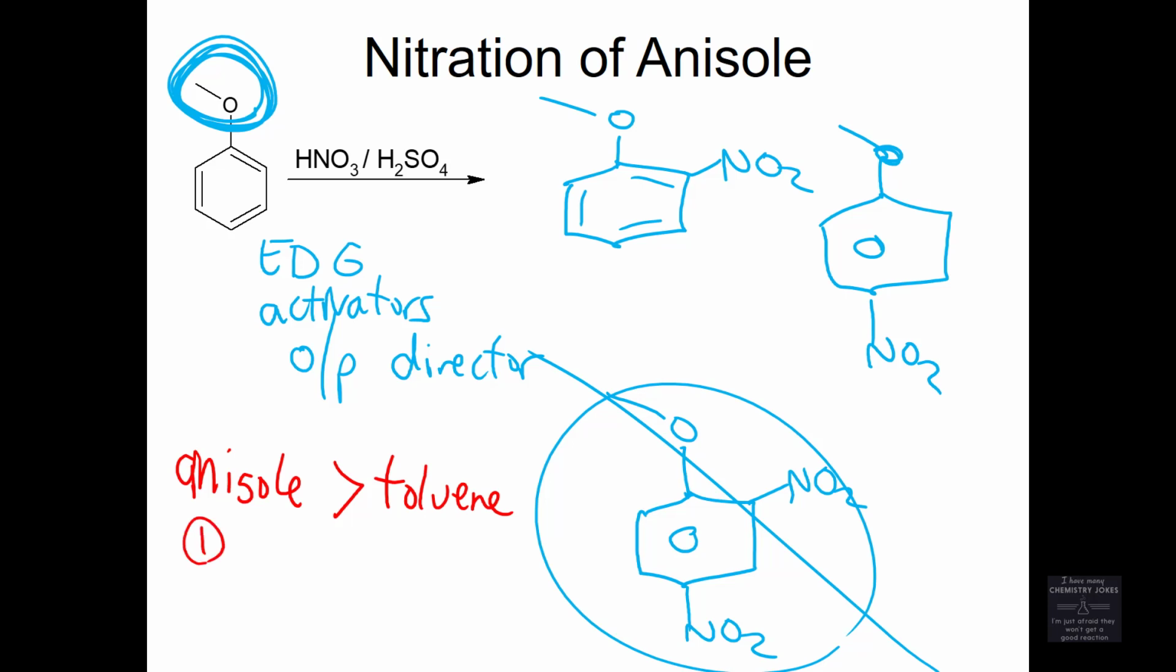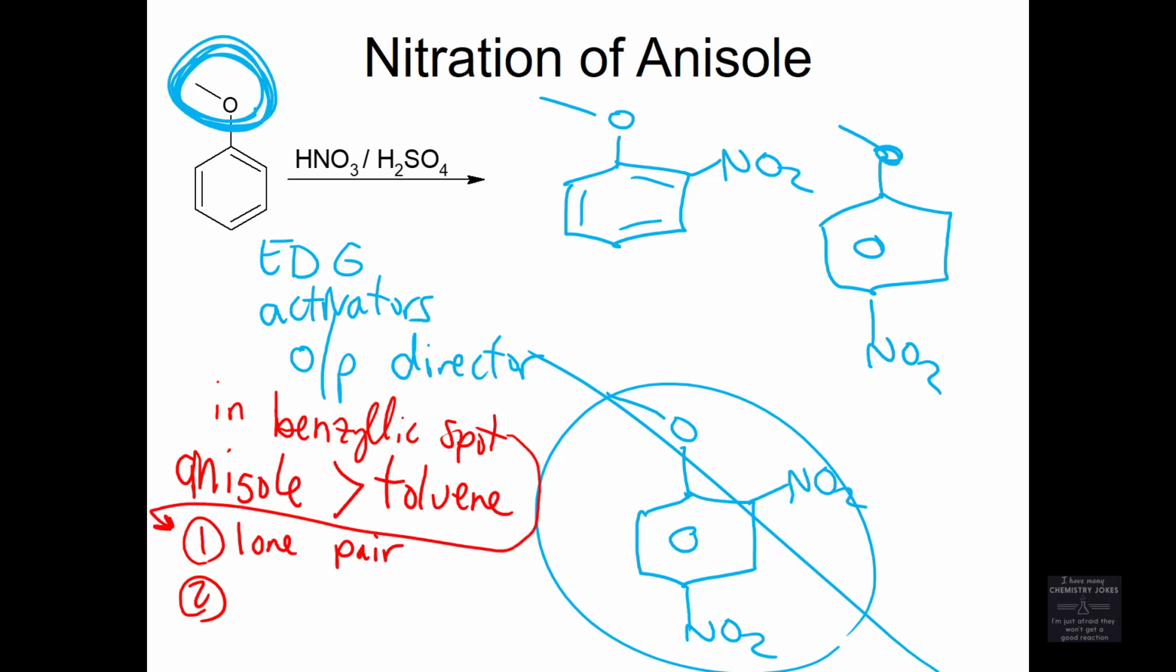Okay. There are going to be four situations that you find yourself in to know whether something should be an activator, deactivator, donor, withdrawer, all that stuff. If you have a lone pair in the benzylic spot, that's going to mean you're an electron donating group. Anisole has a benzylic lone pair. It was that benzylic lone pair that gave us the extra resonance picture in ortho and para.